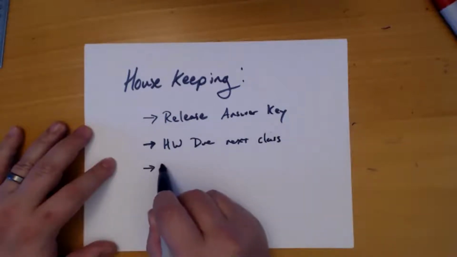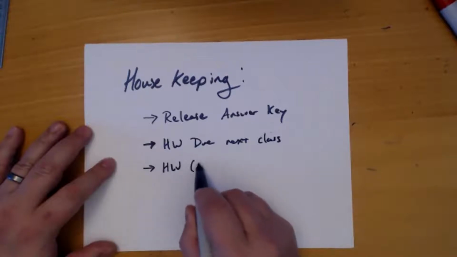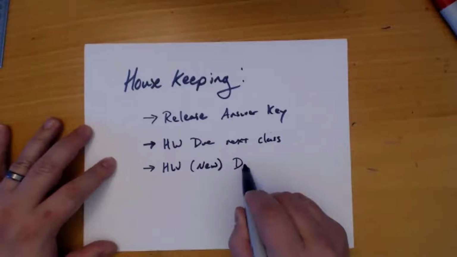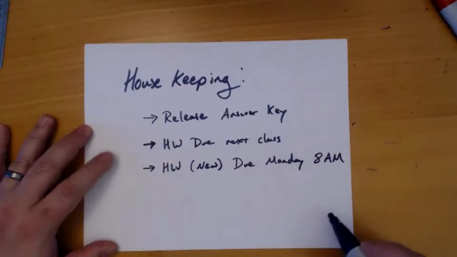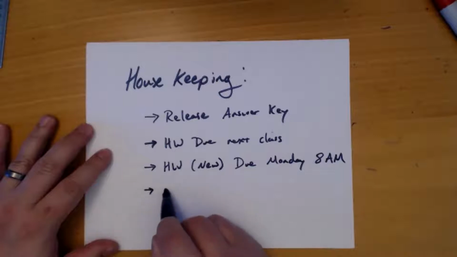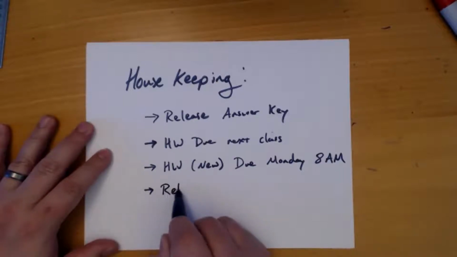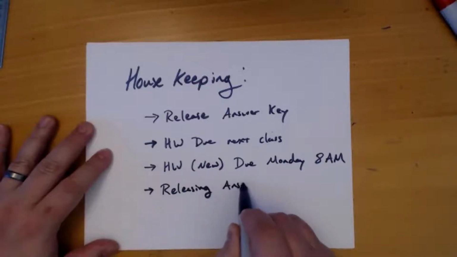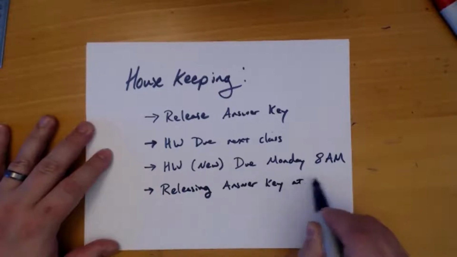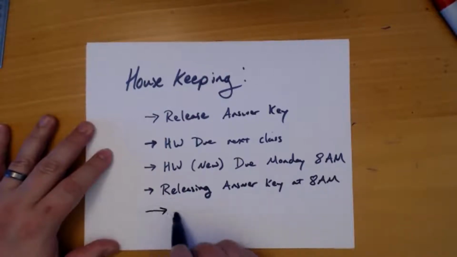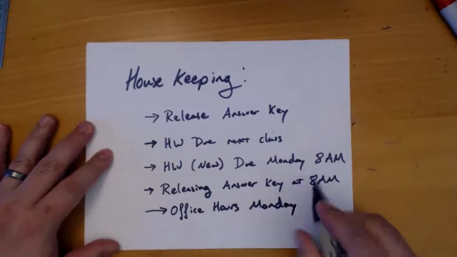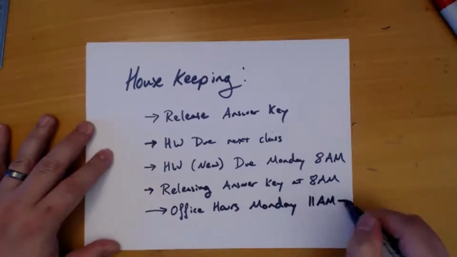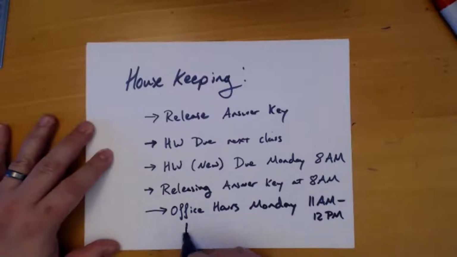You have a homework due next class. And you have a homework on an announcement that's a new homework, and that is due on Monday by 8 a.m. And I will be releasing that answer key at 8 a.m. And then I will be having office hours just for this class on Monday from 11 a.m. to 12 p.m. as the test review.